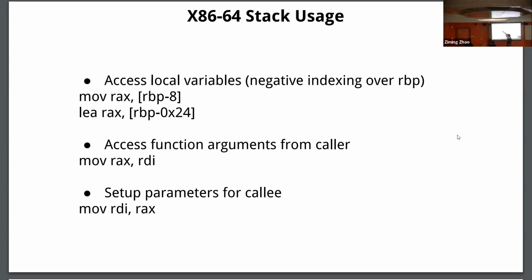The second one is also getting a local variable address into RAX. Then if we are accessing function arguments, previously we were accessing EBP+8, +12. Now we're doing things like moving RDI to RAX, RSI, and so on. Then if we want to set up parameters, we're not pushing anymore. We're moving a value to RDI or RSI.